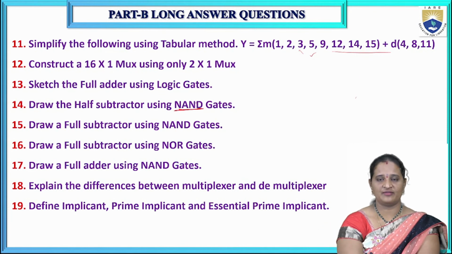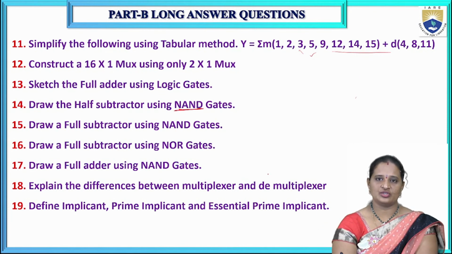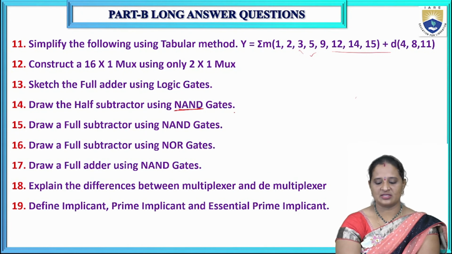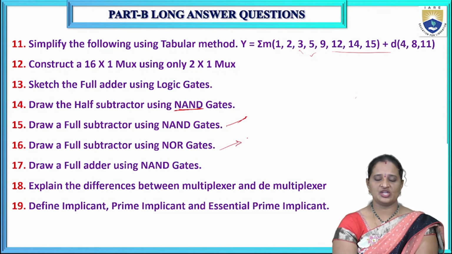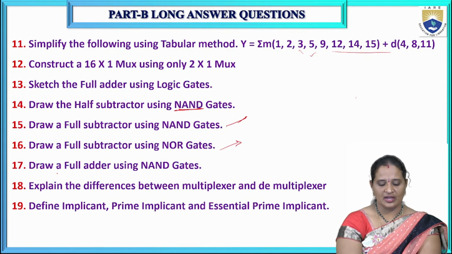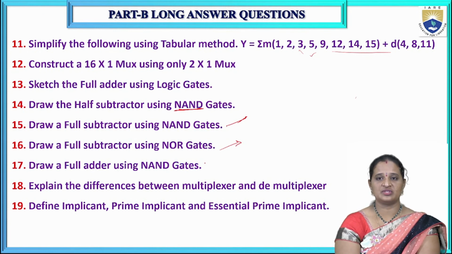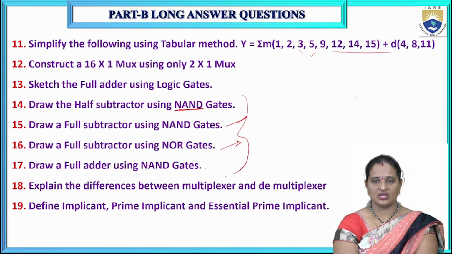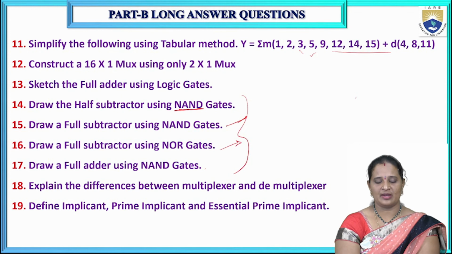Just implement that full subtractor using NAND logic. And then full subtractor, the same procedure. And draw a full subtractor using NOR logic. So we know the implementation of any Boolean function using NAND and NOR. You just apply that procedure and simplify this. And draw a full adder circuit using NAND gates. These are all of the same kind. You can just go through that procedure and you can implement it.